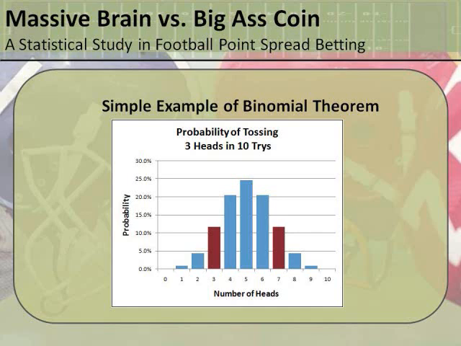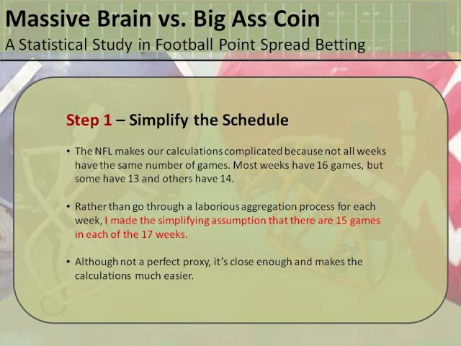Okay, enough background. Let's dive into the Massive Brain versus the Big Ass Coin debate. The first step is to simplify the schedule. The NFL, in its infinite wisdom, does not evenly divide its schedule into 16 weeks of 16 games. They have 17 weeks, where most weeks have 16 games, but some have 14 and others have 13.